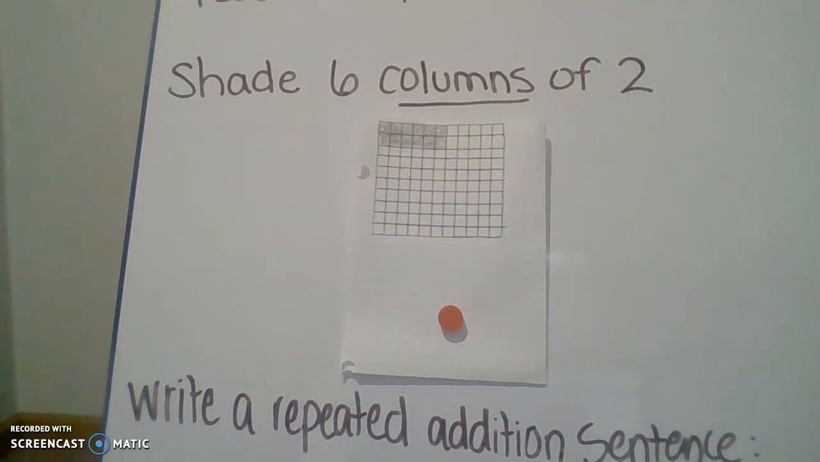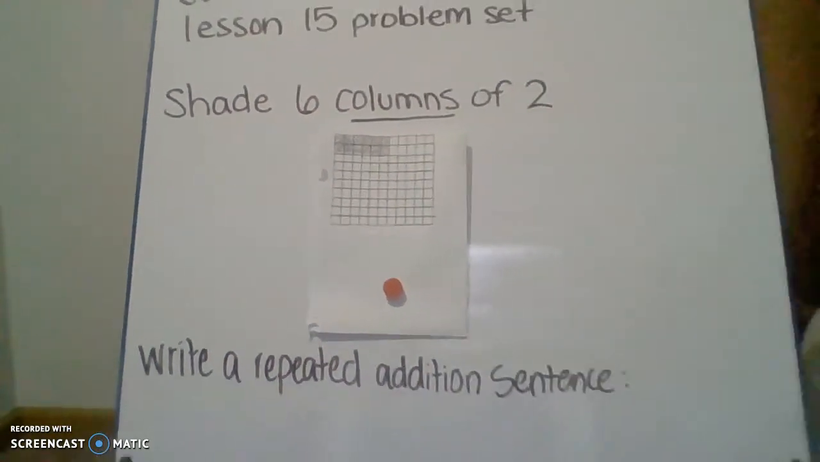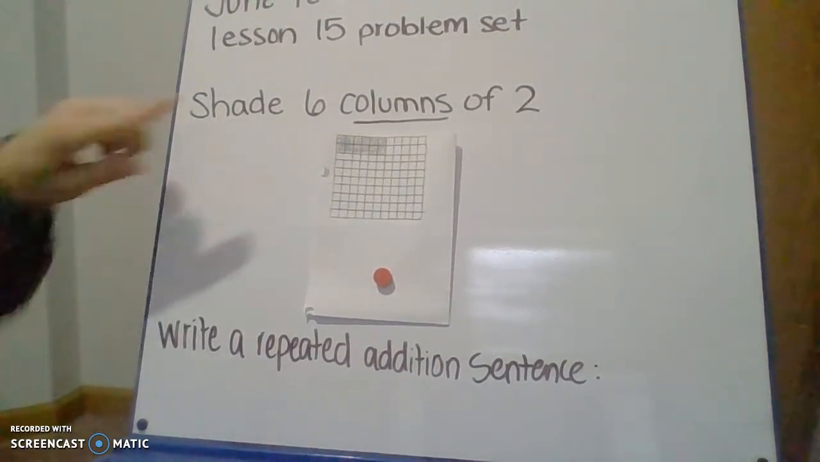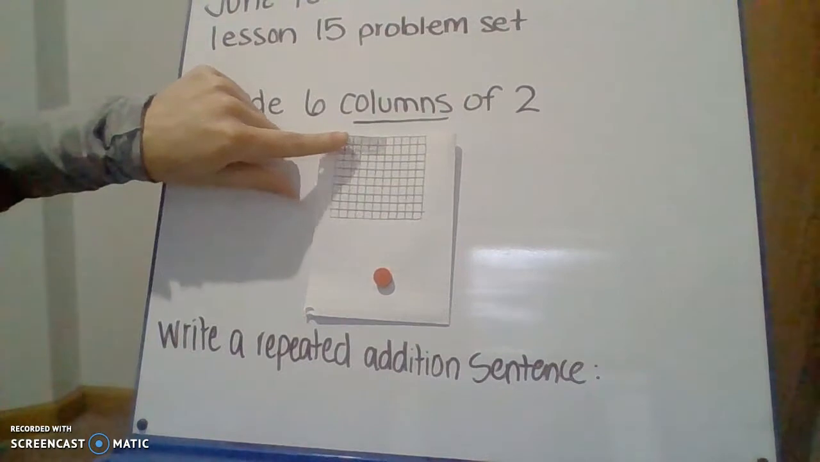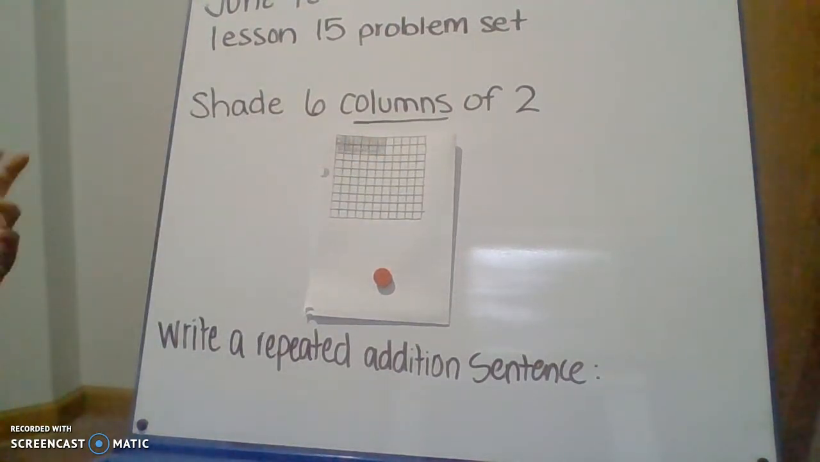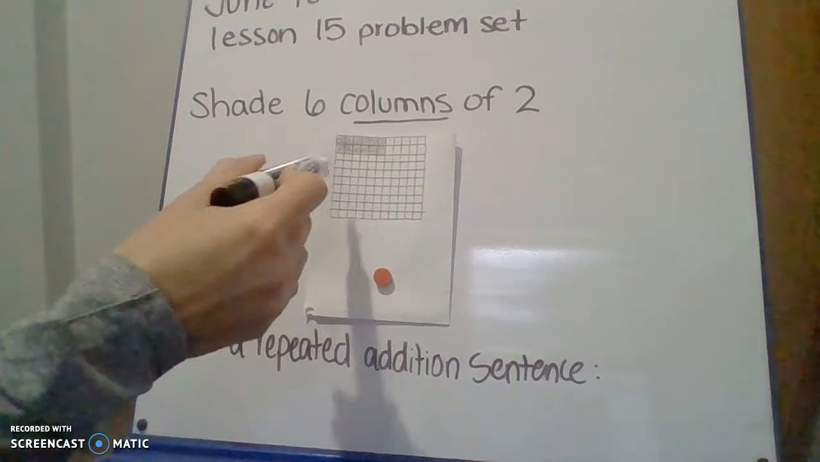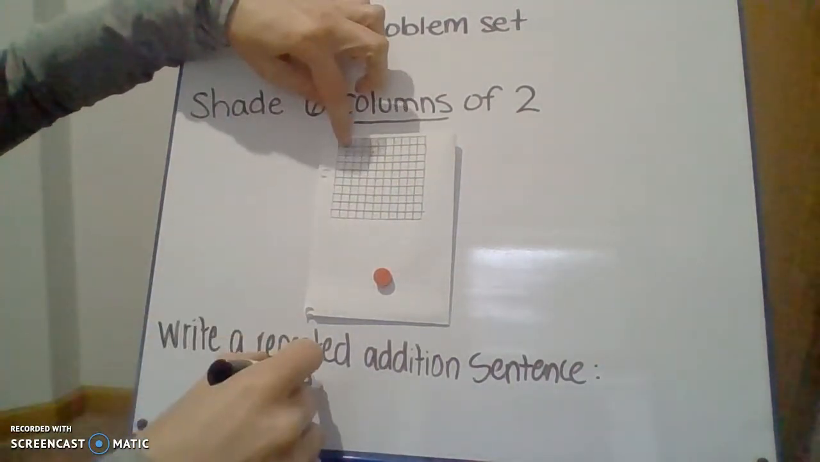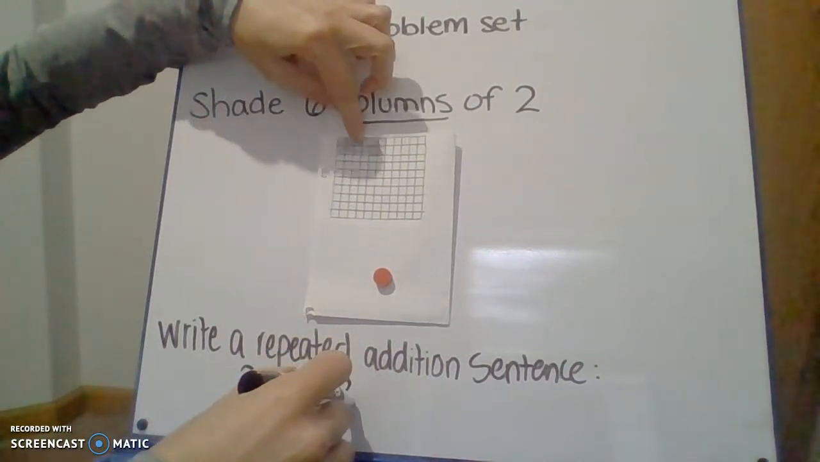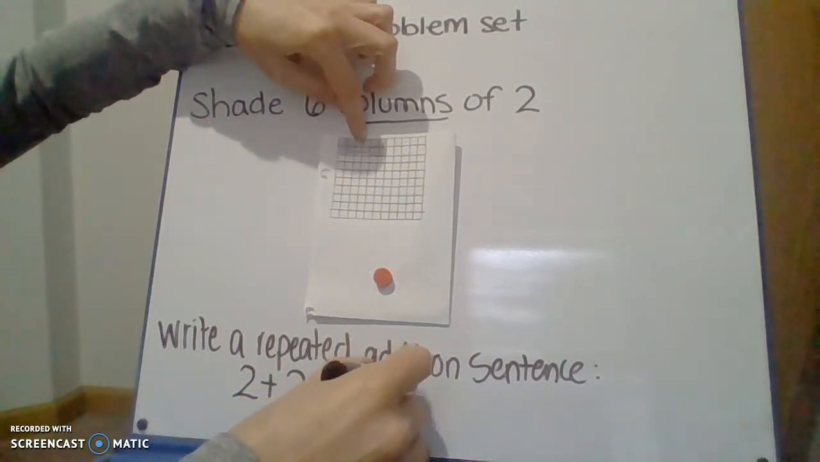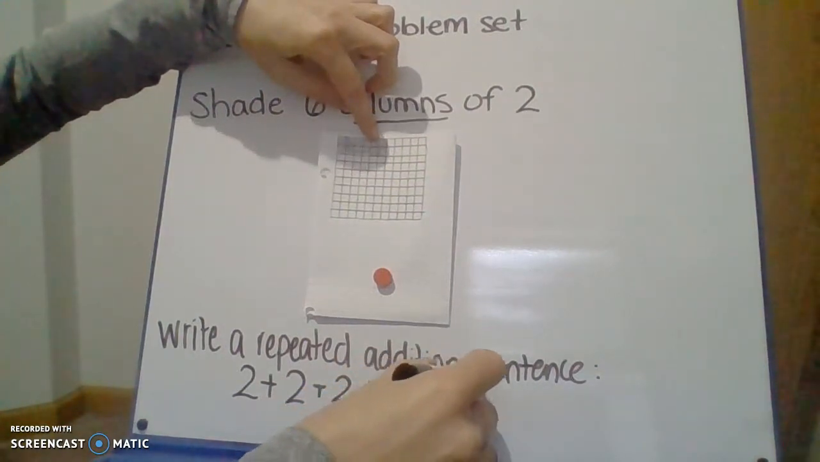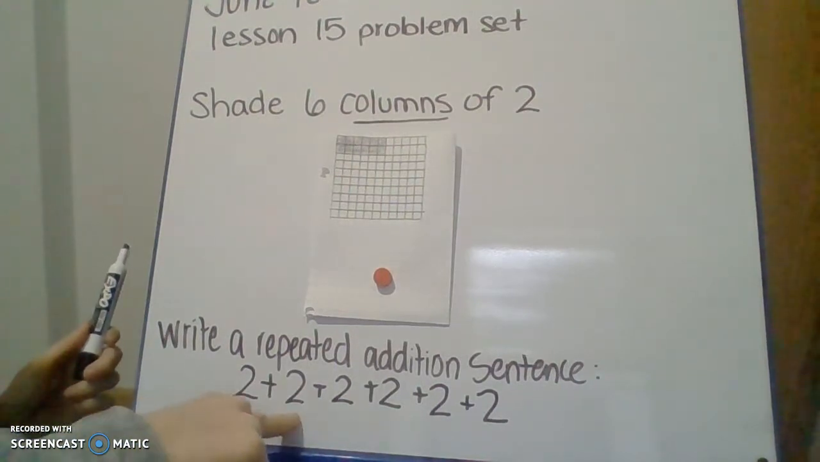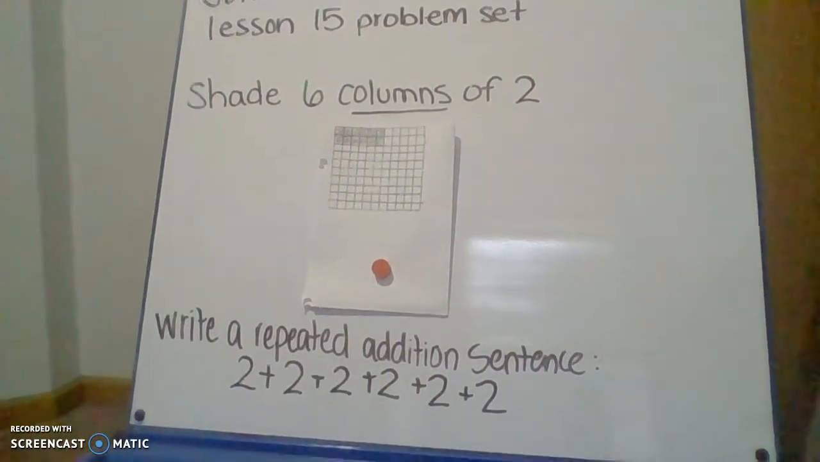So now let's make a repeated addition sentence. And I'll back it up for you right now. So it says, write a repeated addition sentence. Well, you have how many columns? 1, 2, 3, 4, 5, 6 columns. And how many are in each column? 2. So you're going to do your 2 plus 2 plus your next column, which is 2 plus 2 plus 2 plus 2. So you should have 6 2's all together because you have 6 columns. 1, 2, 3, 4, 5, 6 2's.